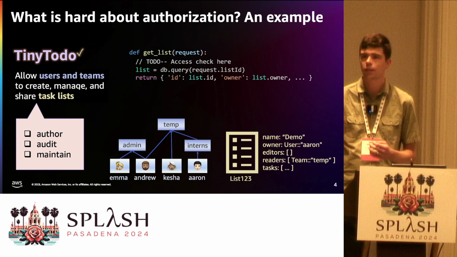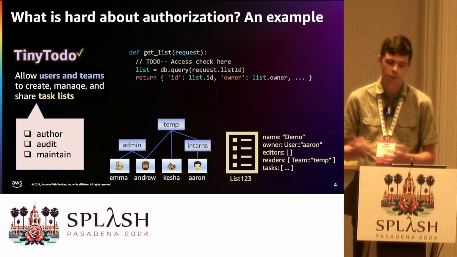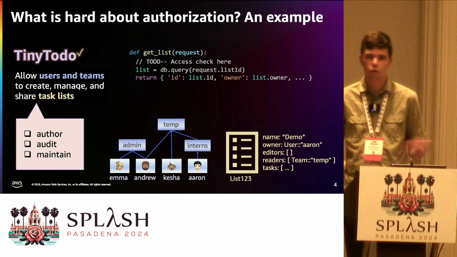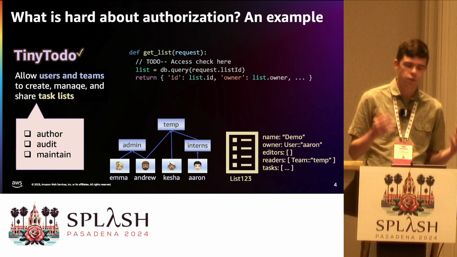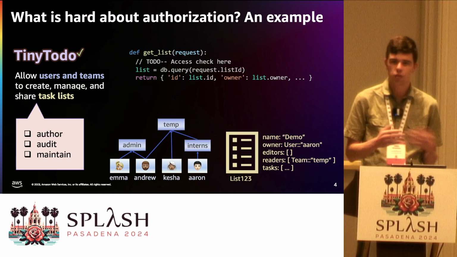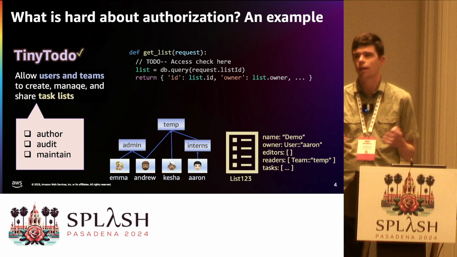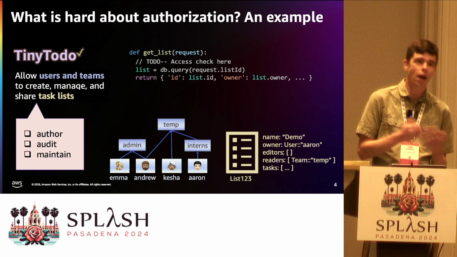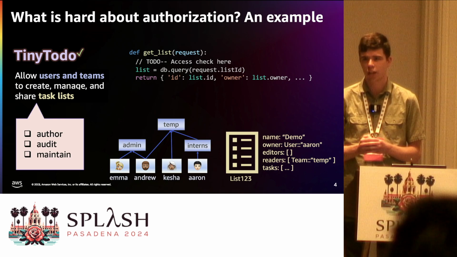So here's the handler for the get list operation. It does about what you'd expect. We query the database and we return appropriate data. For the purposes of this talk, the most interesting part is the access check, because not everyone in the universe should be allowed to get data about all possible lists. So how should we implement this access check?